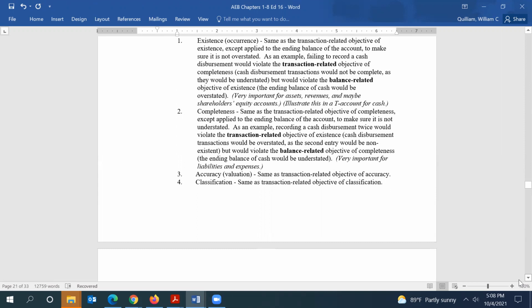As an example, failing to record a cash disbursement would violate the transaction-related objective of completeness. Cash disbursement transactions would not be complete as they would be understated. I'll show you this on the board in a second. It would also violate the balance-related objective of existence because the ending balance of cash would be overstated. Let me stop my share for a moment and show you that up here on the board.